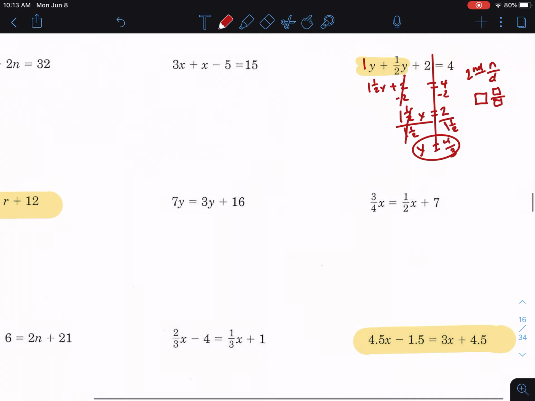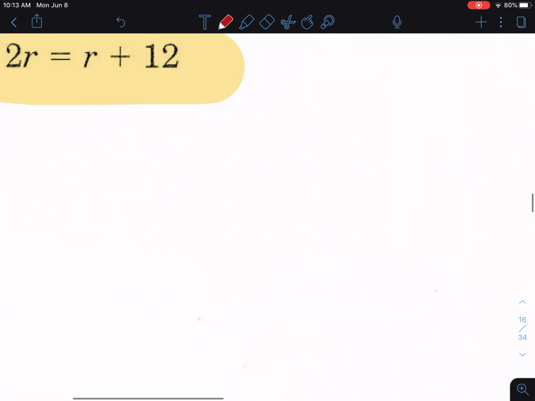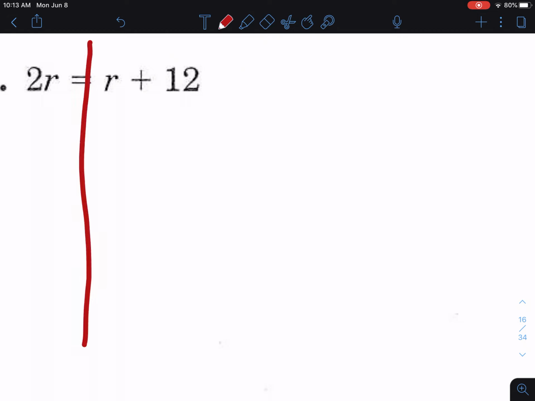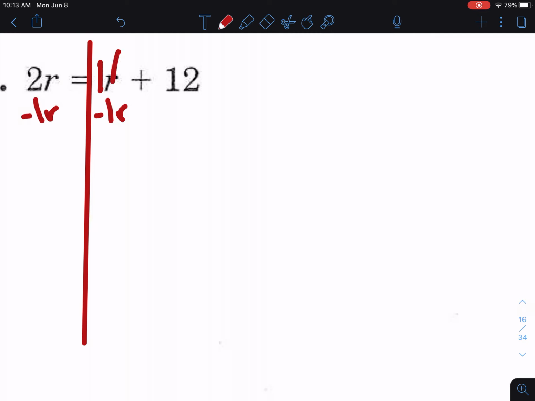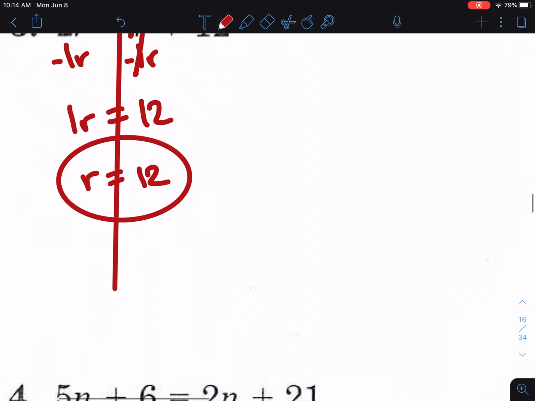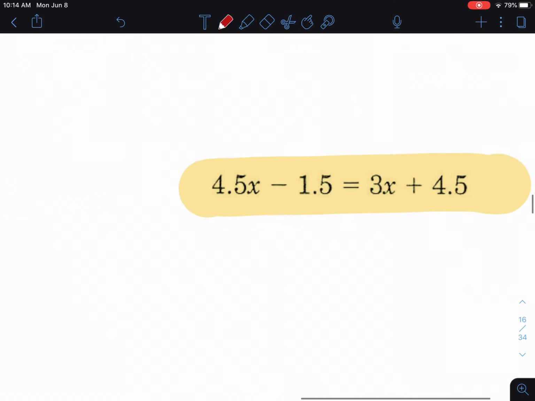Okay, next one is first one right there next to number 3. This one looks a little different. Put our dividing wall up. Add an invisible 1 in front of that r. I have to move everything to the left now, so I have to subtract that 1r. So 2r minus 1r is 1r equals 12. And that 1r can totally become an invisible r, and we can just write r equals 12. And look, we already solved it. Very simple.